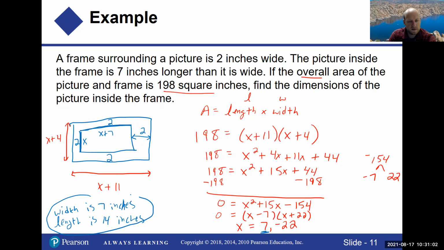When we solved this equation, we were actually using the outside dimensions, the X plus 4 and the X plus 11. But they want the dimensions of the picture inside. So they want this guy and this guy.